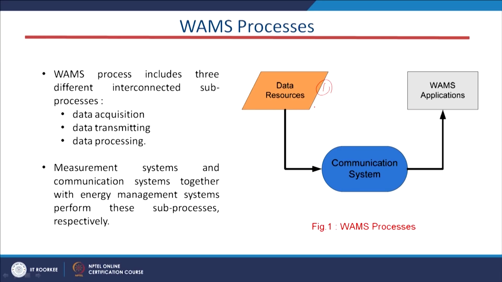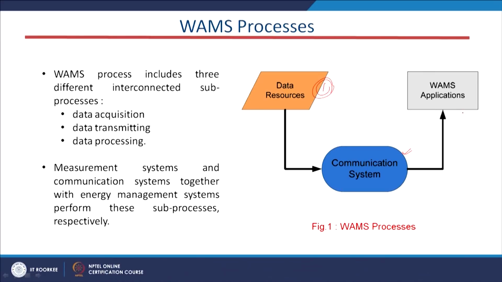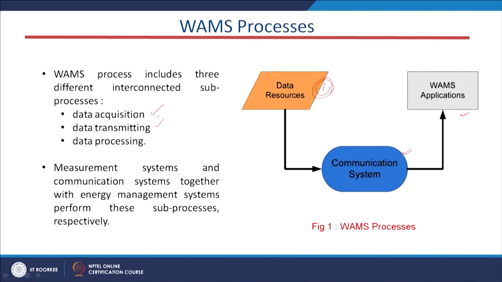This is the WAMS process. The first one is the data resources. In WAMS technology, the PMU basically sends the data to the data concentrator, PDC, the phasor data concentrator. There we will get the data, and through this communication system we can always apply our techniques or control signals or protection signals for further improvement of the system. First one is the data acquisition, second one is the data transmitting, and then the data processing.